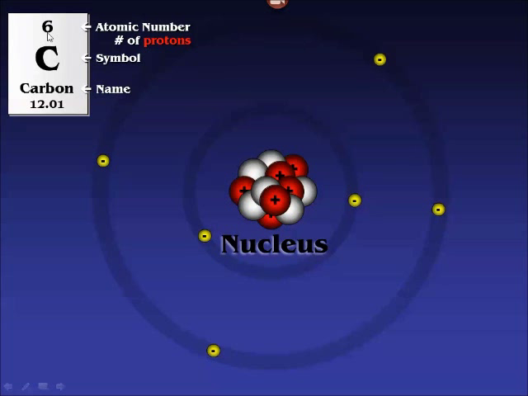If it had more protons, if it had 7, for instance, that would be the next number on the periodic table, which is nitrogen. It would be a whole different kind of element. So 6 is the number of protons. It's the atomic number. And what do we know about protons? They have a positive charge, and they're found in the nucleus. Now, electrons are found out here orbiting around the outside. They have a negative charge.